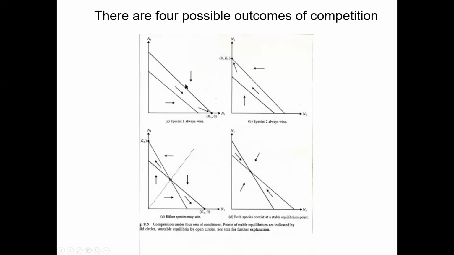Okay, for species 1, this is the axis for species 1. If species 1 is below its isocline, it can grow until it hits that isocline. If it's above the isocline, it must decline back to the left until it hits the line. What about species 2? Well, species 2 is on the y-axis. So species 2 grows this way, and it declines this way.